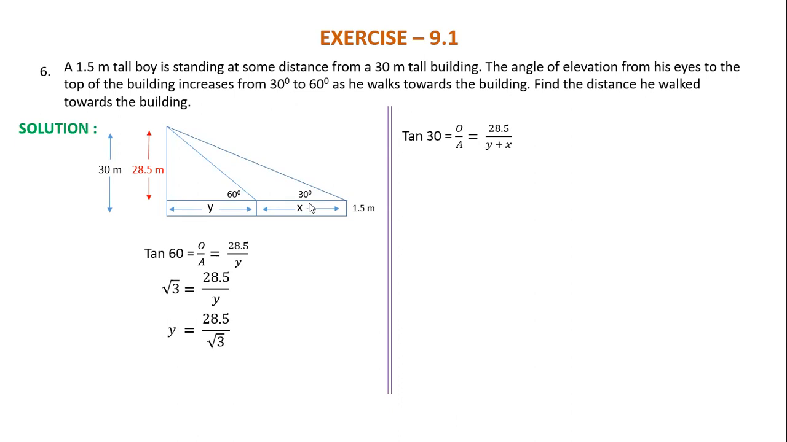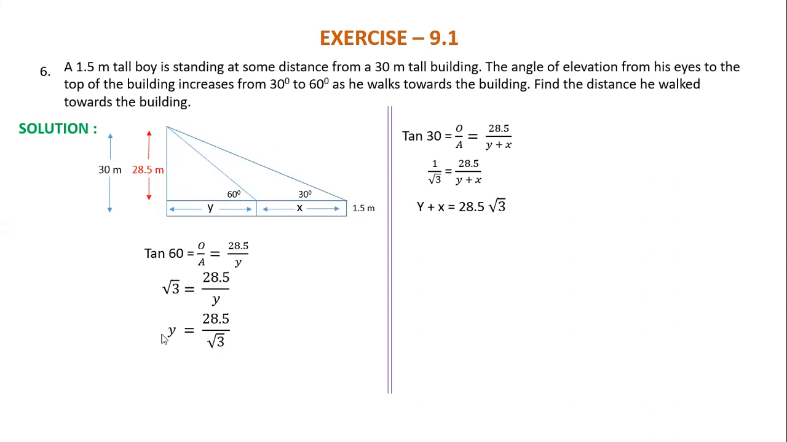Tan 30. Let us take this one. Tan 30 is 28.5 upon the full length, which is x plus y. That's why you have taken y plus x. And what is tan 30? It is 1 upon root 3. 1 upon root 3 is equal to 28.5 upon y plus x. Cross multiply, y plus x is equal to 28.5 root 3.